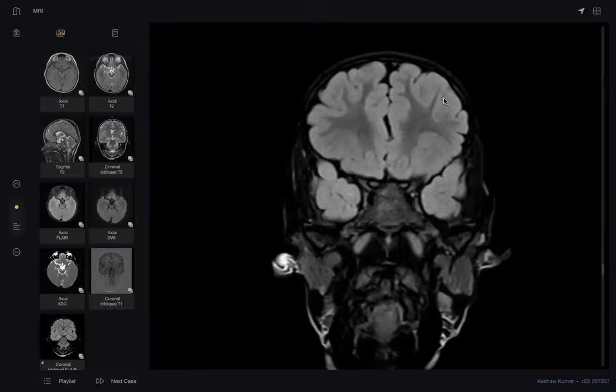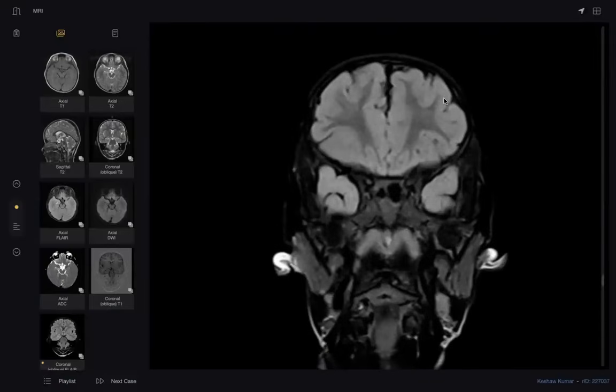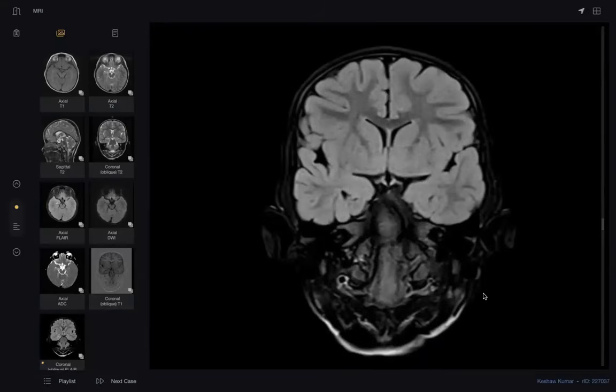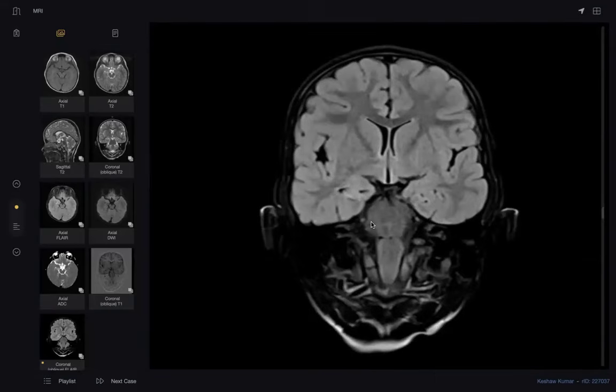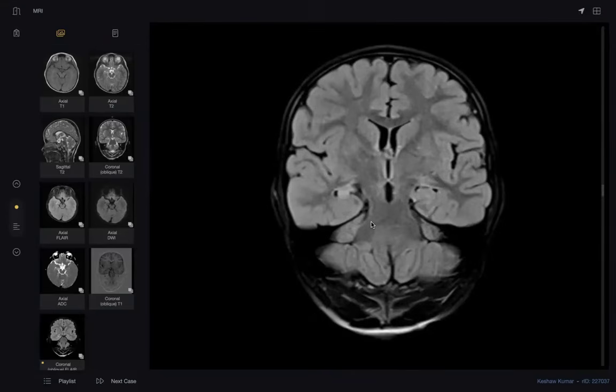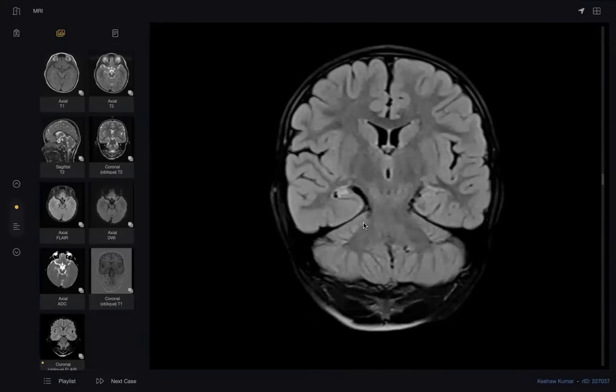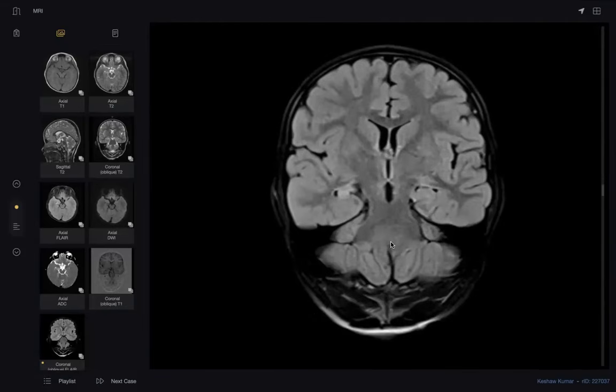Okay. So I've been provided with a coronal FLAIR sequence, MRI brain, and I want to scroll towards the temporal lobes. I can see that there is some hyperintensity involving the right hippocampus, and there is no significant volume loss, and there is no significant prominence of the temporal horn. So this could represent mesial temporal sclerosis, and the hyperintensity and the increased volume could be because of the recent seizure episode.